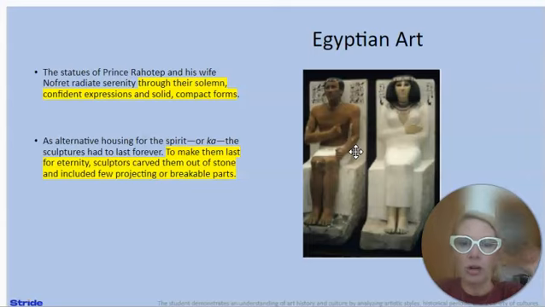So the alternative housing for the spirit, or the ka, that's what these were for. The sculptures are supposed to last forever. So to make them last for eternity, sculptors carved them out of stone and included few projecting or breakable parts. So these actually went into their burial area, okay? And so they felt like this was a statue of their spirits, okay?